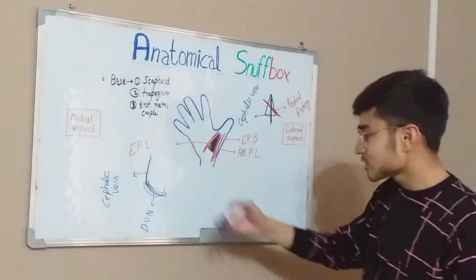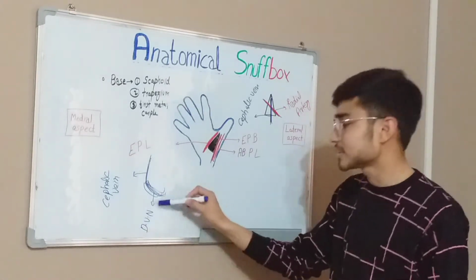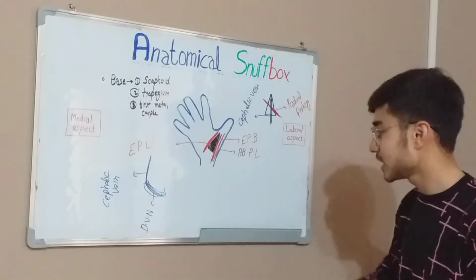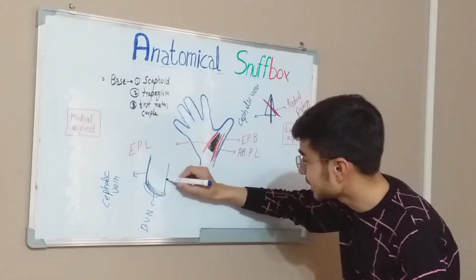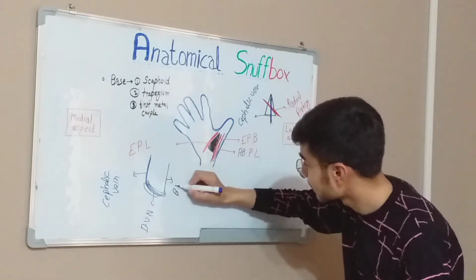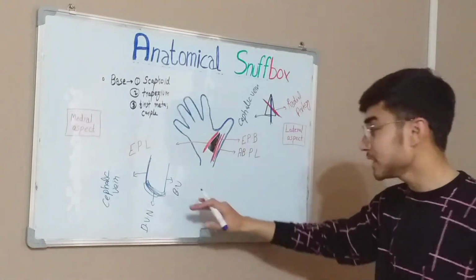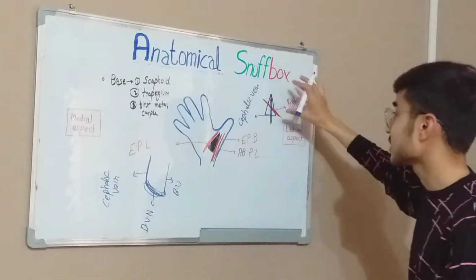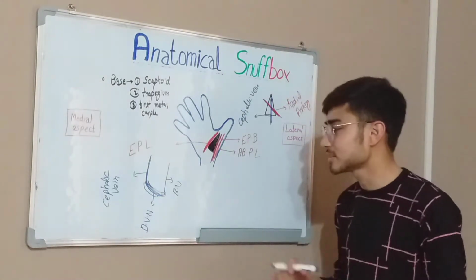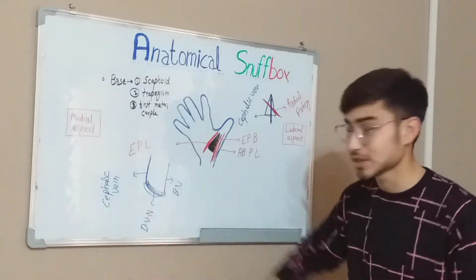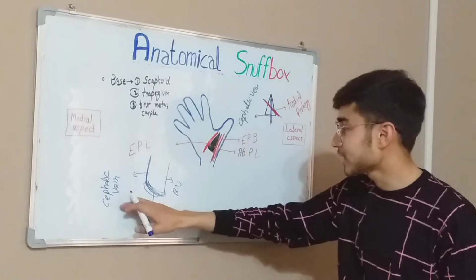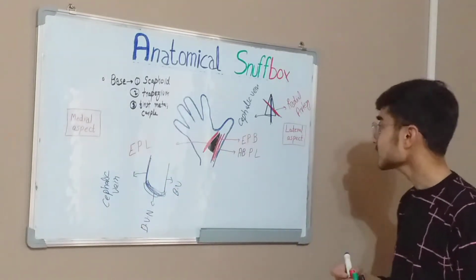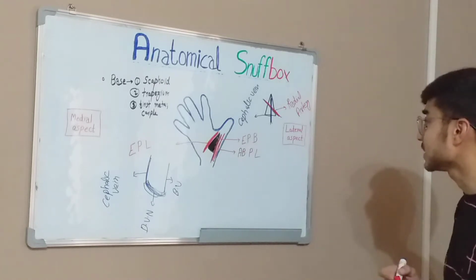Another vein also originates from the dorsal venous network, on the medial aspect, and that very vein is called the basilic vein. But we are not dealing with the basilic vein right now, because I am talking about the anatomical snuff box, and in the anatomical snuff box we have just the cephalic vein, right? Because the cephalic vein lies at the lateral aspect. So this was all regarding the cephalic vein.